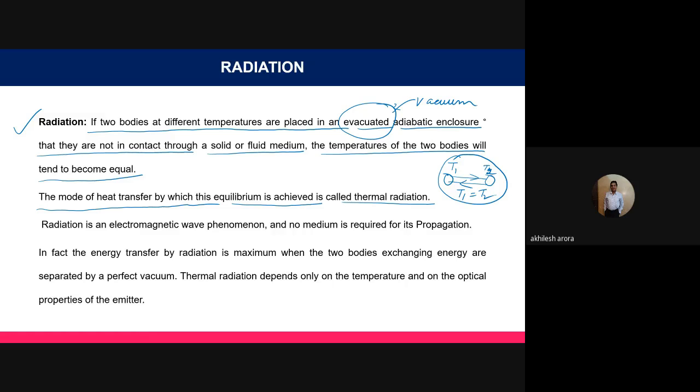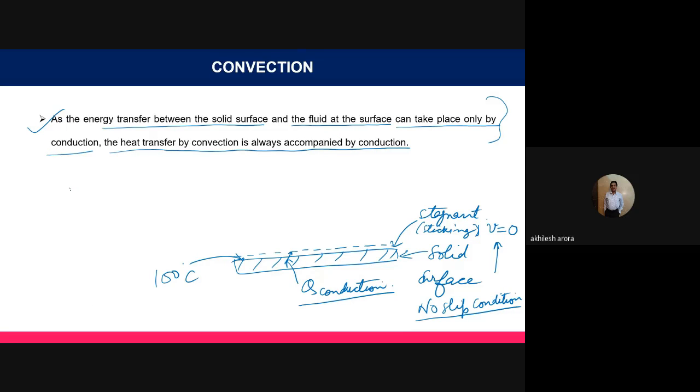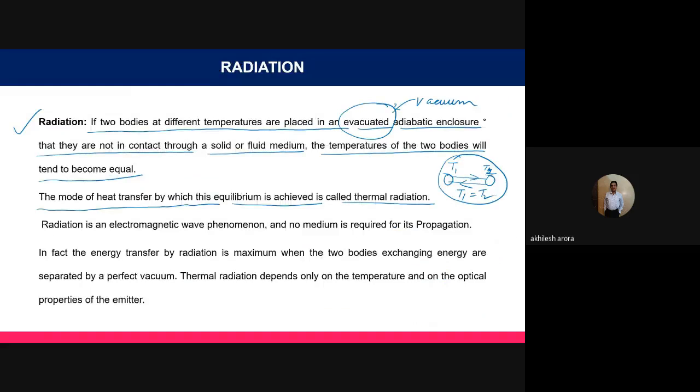because I would like to tell you, in case of conduction and convection, we require a material medium. For example, in conduction I said I need a solid body. When I talk about convection, I said I need a solid surface and a fluid. But when I am talking about radiation, I don't require any material medium. Radiation can happen in a vacuum also. So radiation is an electromagnetic wave phenomenon, and no medium is required for its propagation.